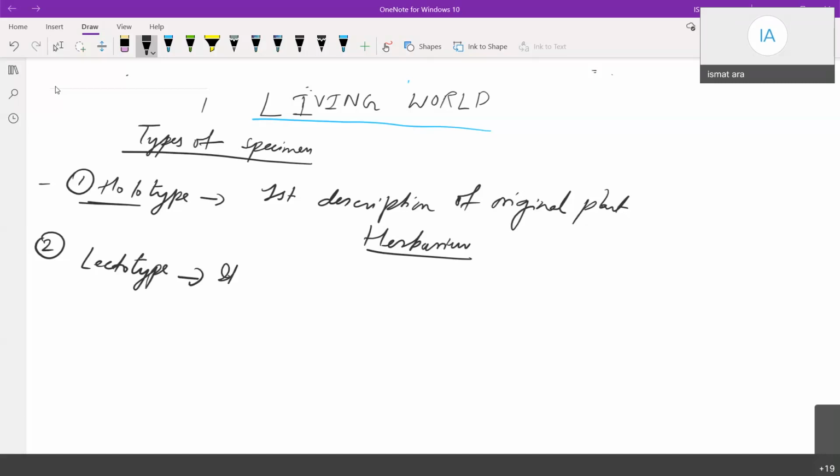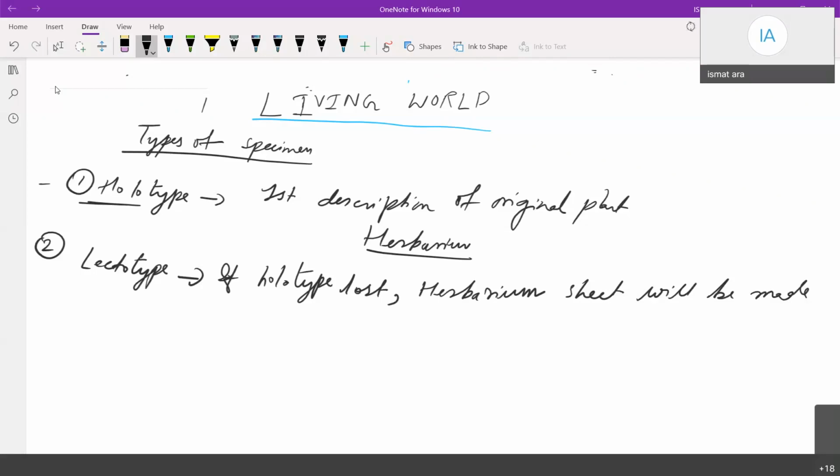That means if the holotype is lost, a herbarium sheet will be made from the original plant.